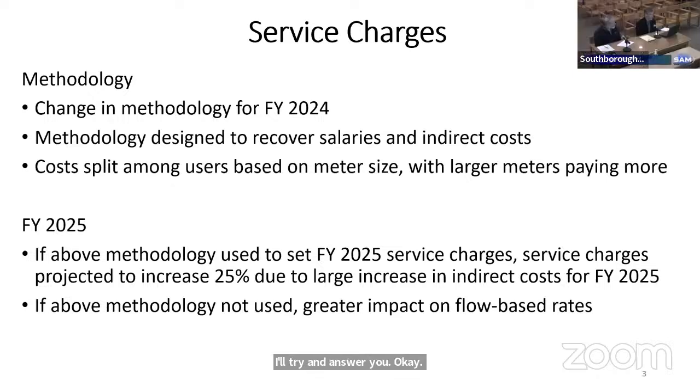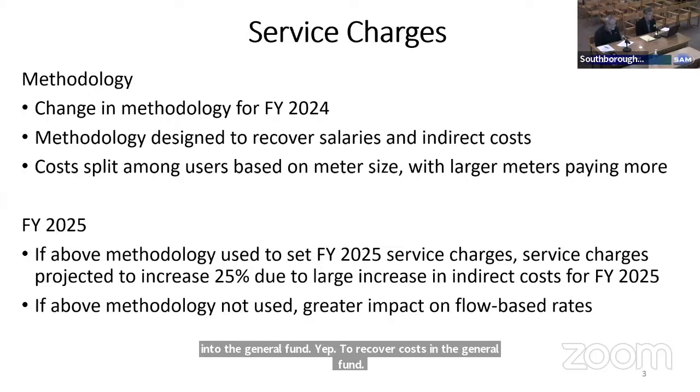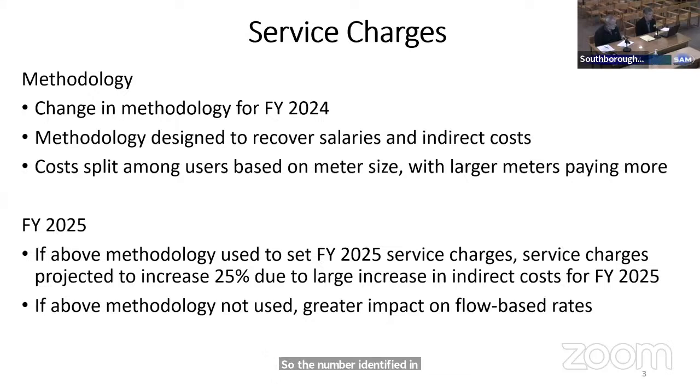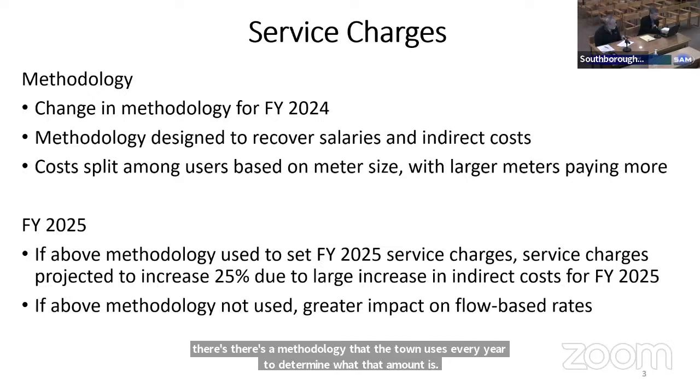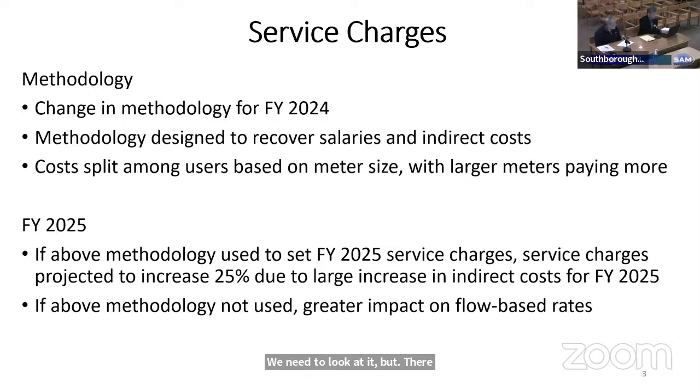All right. So indirect costs is a line item in the water budget annually. Those are costs that the water fund pays or transfers into the general fund to recover costs in the general fund. So for the number identified in the indirect cost line, there's a methodology that the town uses every year to determine that amount. There are certain costs in there that are calculated each year based on whatever they are that year.